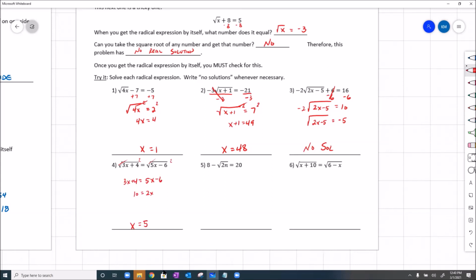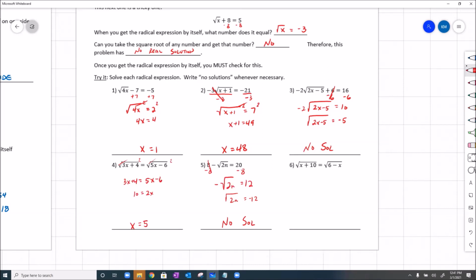Number 5. Okay, this is a tricky problem. Our first step would be to subtract 8 from both sides because it's positive 8. That leaves us with negative radical 2n equals 12. Don't forget this negative here. It goes with the 2n, not the 8. So now I need to get rid of this before I square both sides. As I divide by -1, I'll get radical 2n equals negative 12. My radical is by itself, it equals a negative number. No real solution.